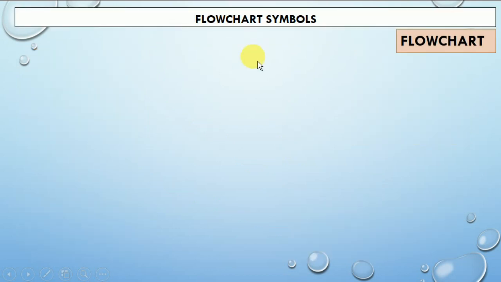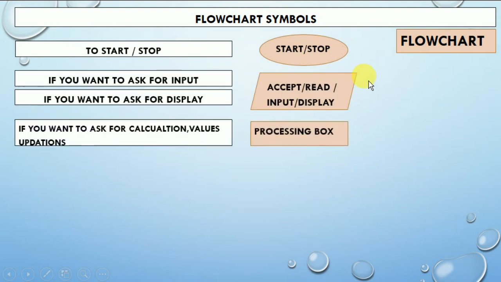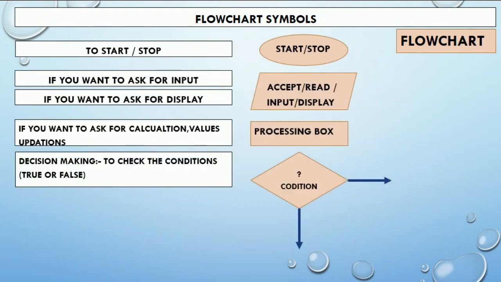If we go through the flowchart, there are some common symbols. I am talking about the common symbols only. First is start and stop. Every flowchart starts from start and ends at stop. Second, this is accept, read, input, display, print. This box is used for input and for display. Then there is a processing box for calculation, updations, initializations. You're going to use this rectangular box.